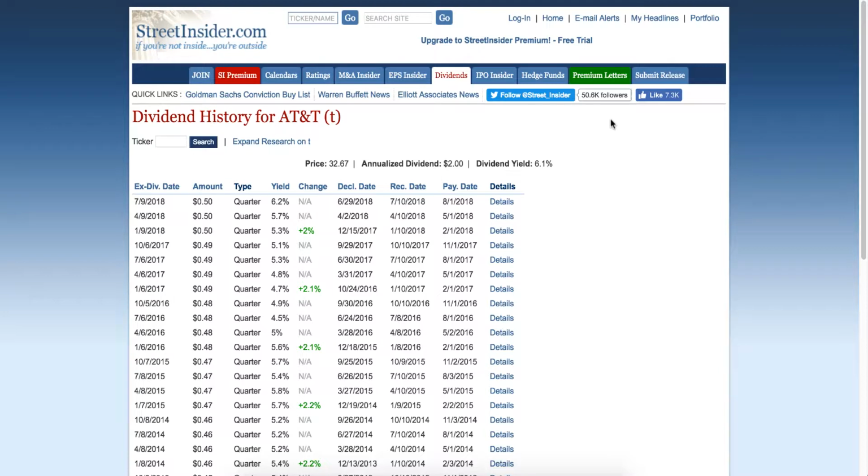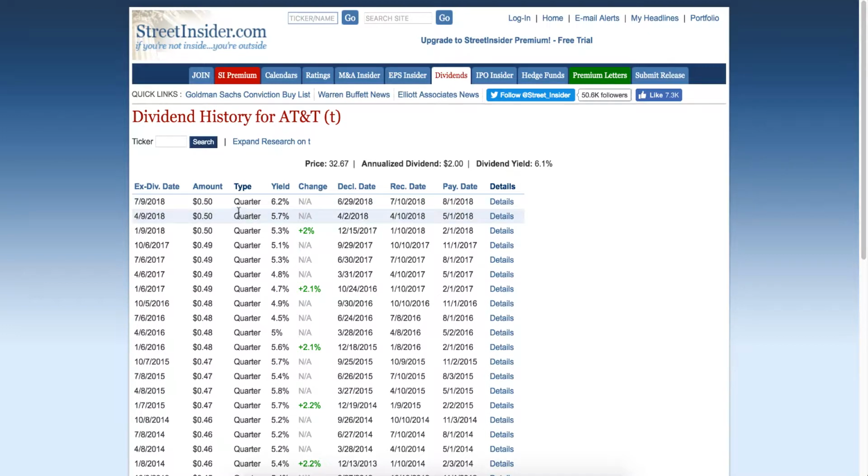So each company, let's picture AT&T in this moment, which I'm holding in my portfolio, actually declares that they will be paying a dividend amount every quarter. It's typical for most stocks. So they pay an amount every quarter, so four times a year basically.